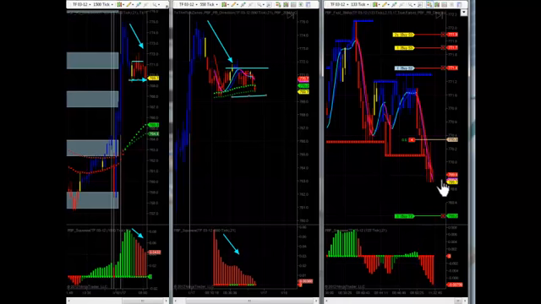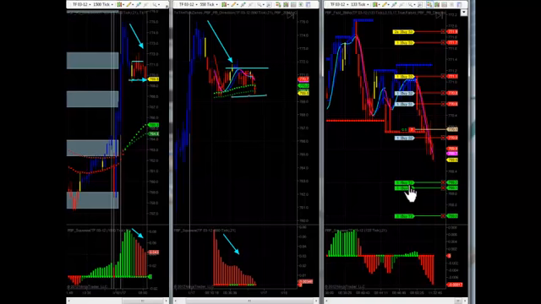Okay, now I like to add on to winning positions, especially when we've already taken some profit. So okay, we did get filled on that. So that's just adding to a winning position. We only do that when we've already taken profits on a trade and we're up on that trade. Okay.